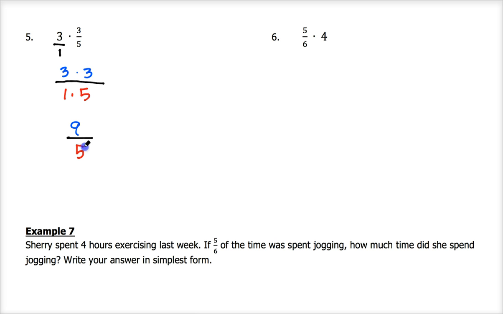We want to make our improper fractions mixed numbers, so I need to take 9 divided by 5. 5 will go into 9 one whole time, and I'm left with a remainder of 4. So this becomes the mixed number 1 and 4/5.